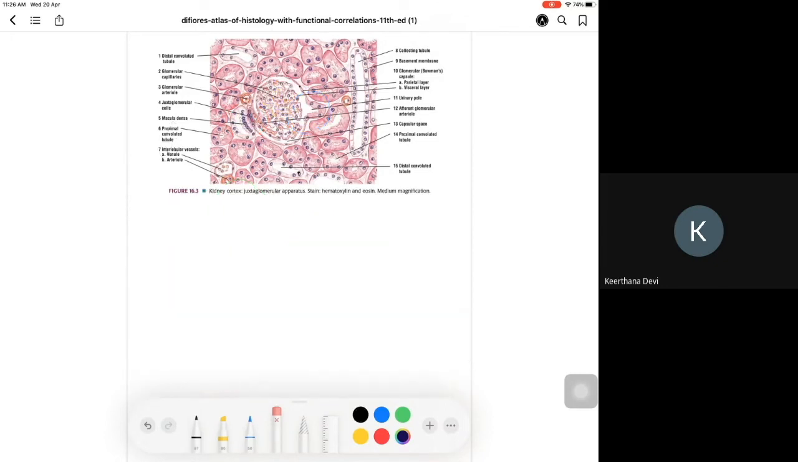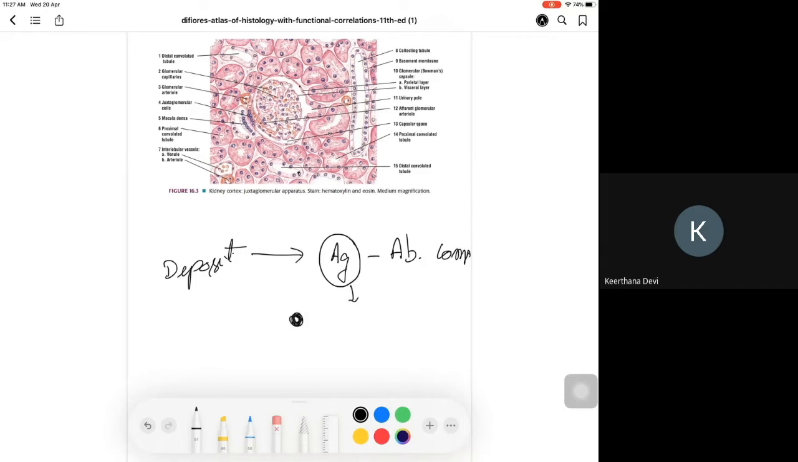The site of deposition depends upon two things. One is the size of the immune complex, and second one is what are the charges. Is it negatively charged? Is it positively charged? Like that. This is an antigen antibody complex. Here the antigen can be intrinsic, that is present inside the kidney itself. Remember, this is the kidney. Or the antigen can be outside the kidney, and then the antibody comes and joins there.